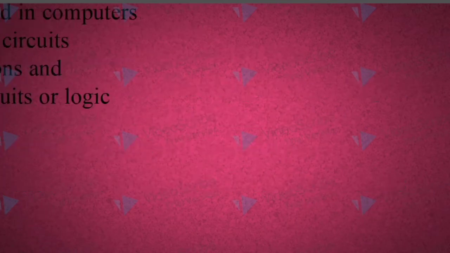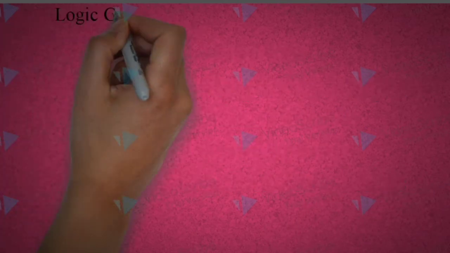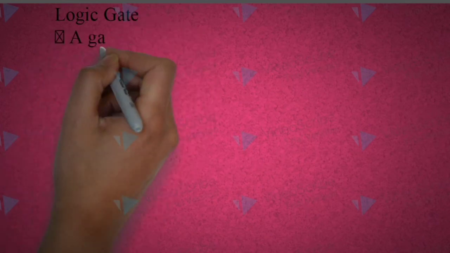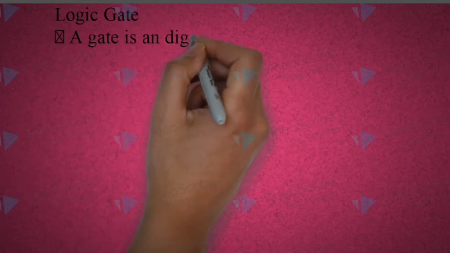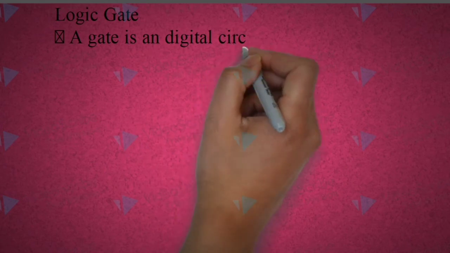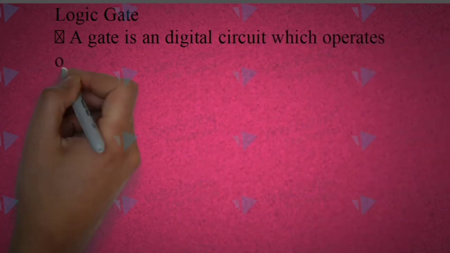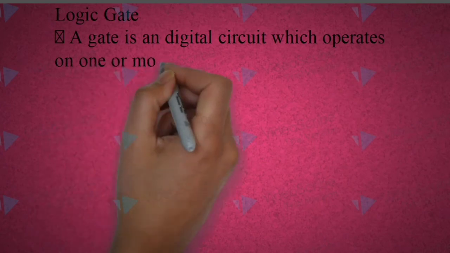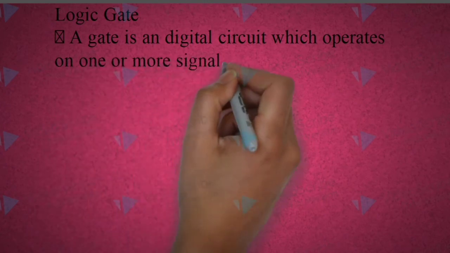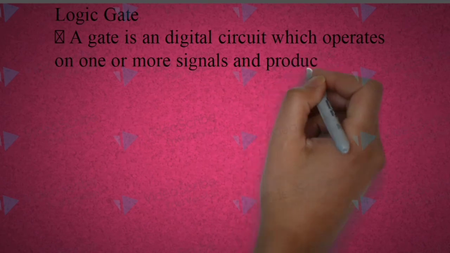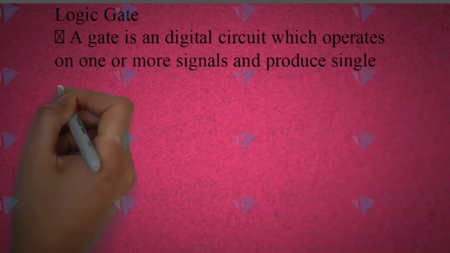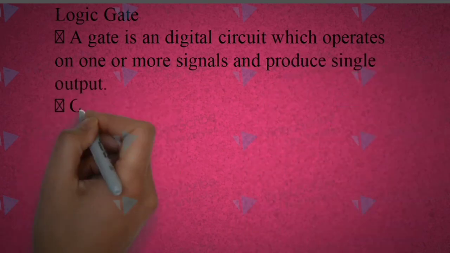That's why it is also known as logic circuits or logic gates. So let us discuss the next topic, that is logic gate. Again, it is an electronic circuit which performs logical operations, and just now we have discussed the different logical operations. The fundamental logical operations that we have are logical AND, logical OR, and logical NOT.